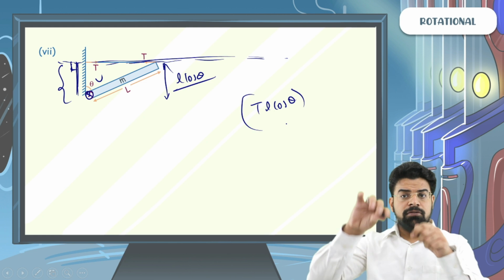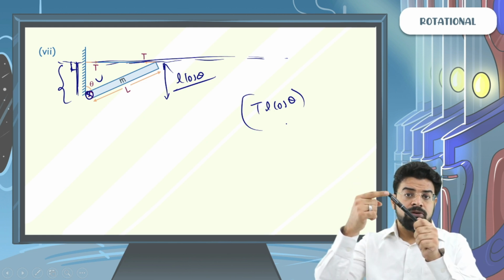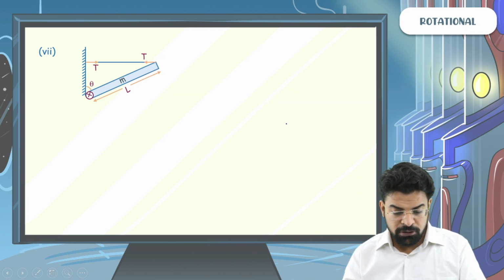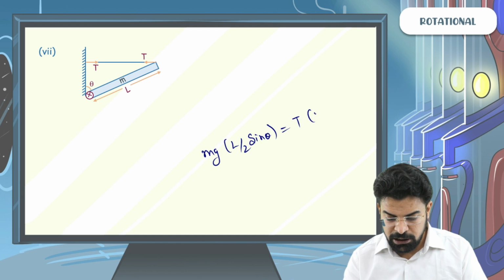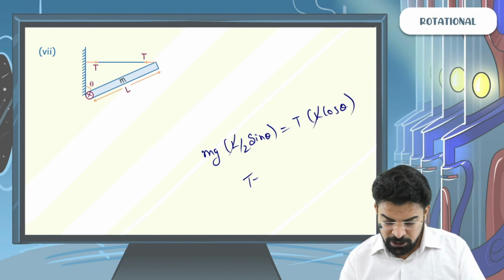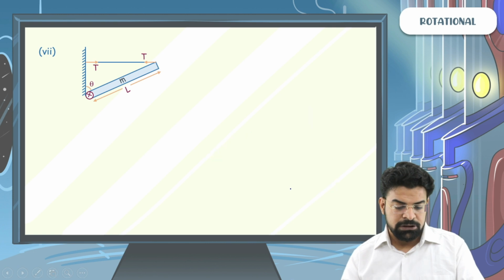So the torque of the force of gravity has to be equal to the torque of the force of tension. So you will get mg into L by 2 sine theta equals T into L cos theta. Cancel out L and L. You get T equals mg by 2 tan theta. Okay, so let's see it.